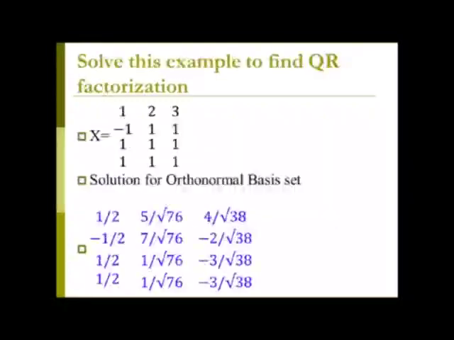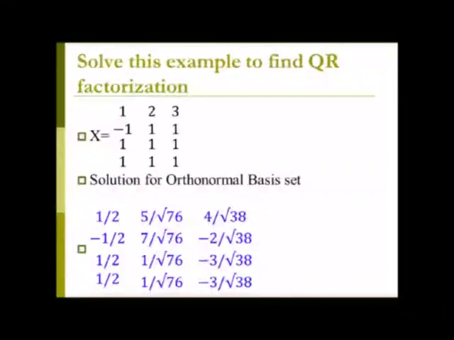Let us solve this example. X equal to the matrix with entries 1, 2, 3, minus 1, 1, 1, 1, 1, 1, 1, 1, 1. So this is a 4 cross 3 matrix. Solve using the Gram-Schmidt orthogonalization to find the orthonormal basis functions. So we get the answer as shown in the PPT.